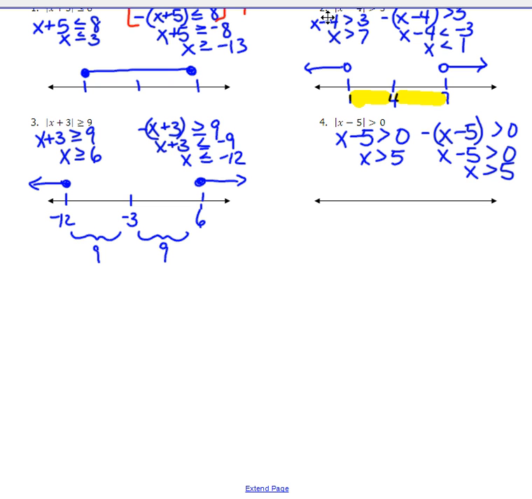Sorry about that, that's my mistake. 0 can't be negative, but that would still change because I'm multiplying through by the negative 1. So x is less than 5. And it's true. This is just saying the distance between my number and 5 is more than 0.